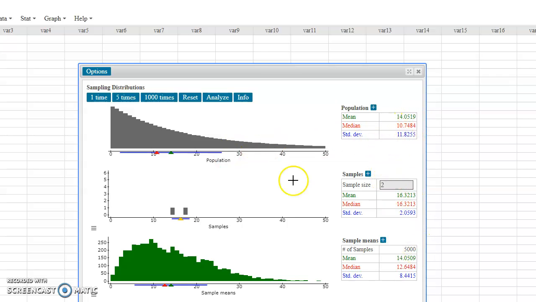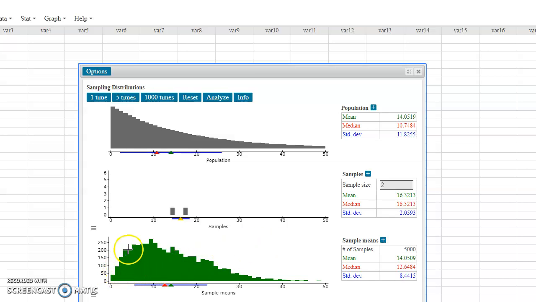Then the standard deviation of our population distribution is 11.8255. The standard deviation of the 5,000 means is 8.4415. Well, the theoretical standard deviation should be 11.8255 divided by the square root of 2, and that equals 8.36. So 8.4415 is pretty close to 8.36, which is the theoretical standard deviation.